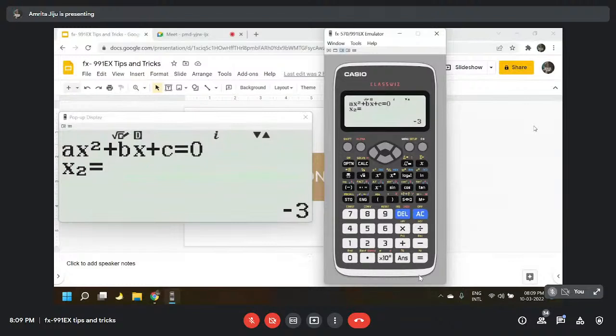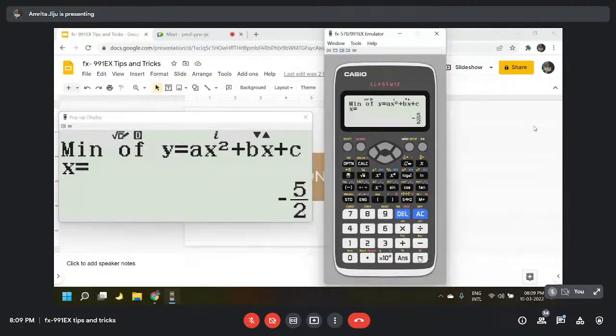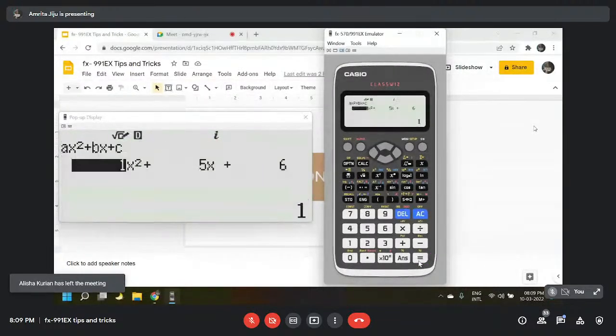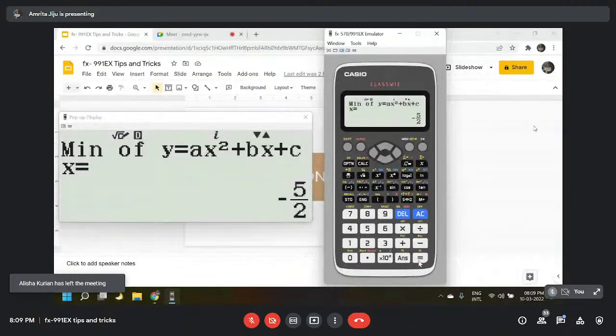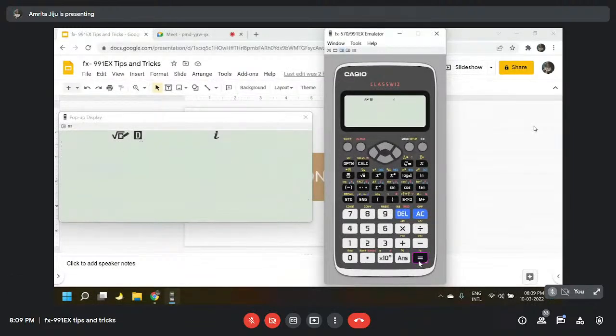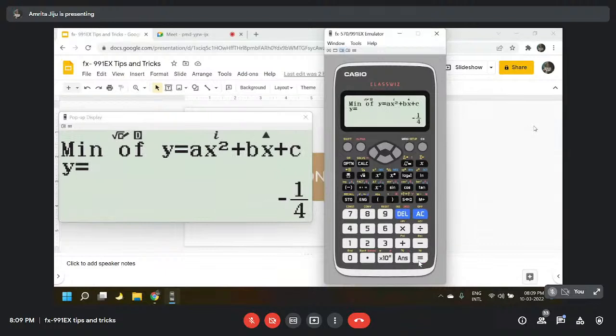For a quadratic equation, you will also receive the maximum and minimum values as well. If you click the equal to sign once more, you get the minimum value of that particular function. And if you hit one more time equal to, you get the maximum value. Okay. So minimum value. That's how you do it.